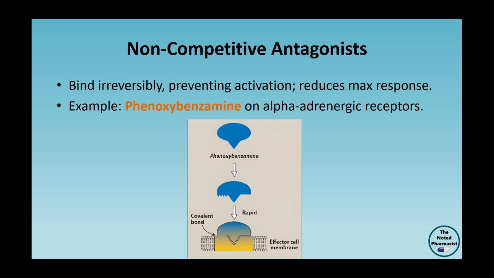A non-competitive, irreversible antagonist in pharmacodynamics binds permanently to a receptor, altering its structure and preventing agonists from activating it. This decreases the maximal response achievable, regardless of agonist concentration. For instance, phenoxybenzamine irreversibly binds to alpha-adrenergic receptors, reducing blood vessel constriction despite increased levels of noradrenaline. So unlike a competitive antagonist, the effect of which can be overcome by increasing agonist concentration, an irreversible antagonist inhibition cannot be overcome by increasing agonist concentration.